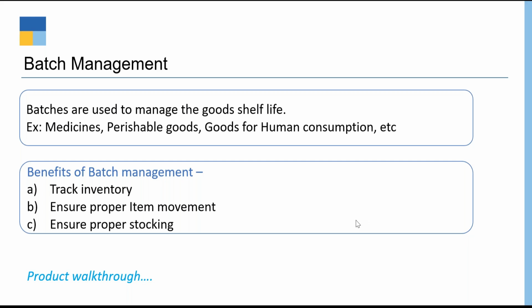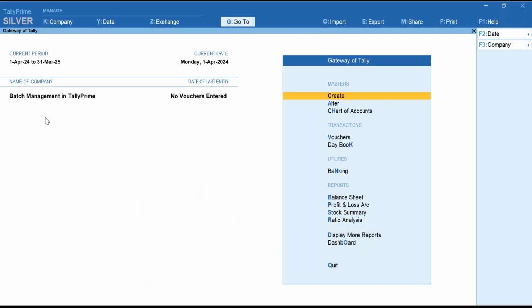So here, for demonstration purposes, I have created a demo company with the name Batch Management in TallyPrime, just for easy identification. In case you have not managed this feature in the past in your live data, before enabling this feature we recommend you take a data backup. Or if you're just enabling this feature for practice purposes, then you can create a demo company like how I have created one here, and then you can practice it. Once you are thorough, then you can enable it in your live data.